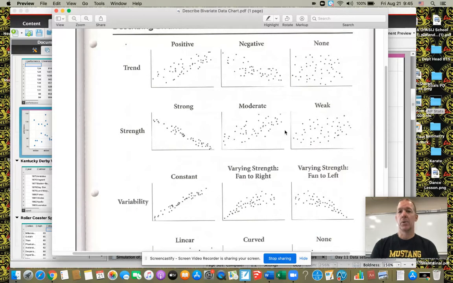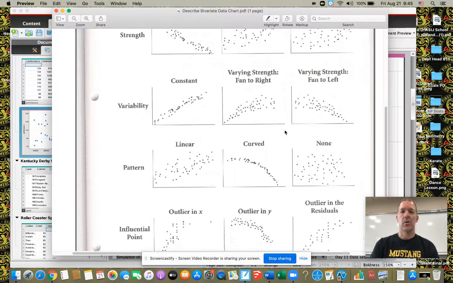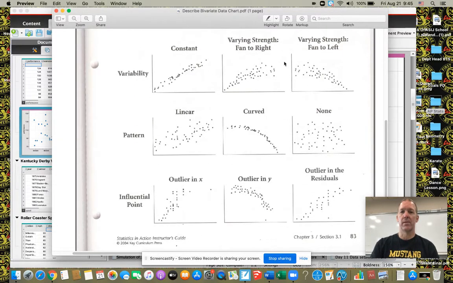Now remember when we did the big three before, we had unusual features. Do you have an outlier? Is there a gap somewhere, right? That kind of thing. So now in bivariate data, we also have the same thing. Do you have unusual features? One unusual feature you can have is fanning. Does it fan to the right? Does it fan to the left? Where the variability in the beginning is not as much as in another location, which we call fanning.